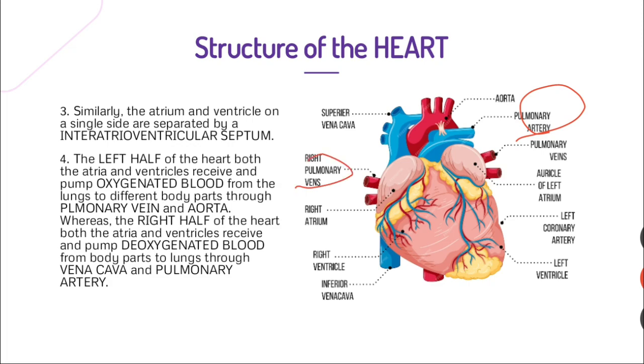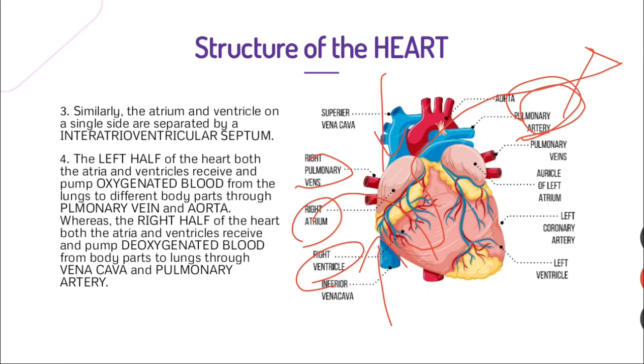Generally arteries carry oxygenated blood, but the pulmonary artery is the only one which carries deoxygenated blood towards the lungs. Next, pulmonary veins: veins generally carry deoxygenated blood, but the pulmonary vein is the only one which carries oxygenated blood. So the right atrium and right ventricle receive blood from the inferior and superior vena cava, and they send it to the lungs for purification through the pulmonary artery.